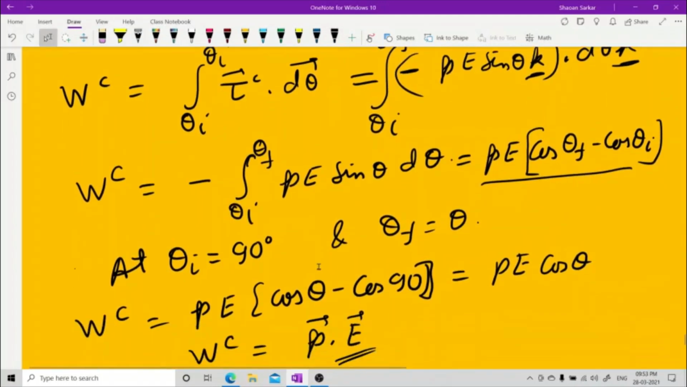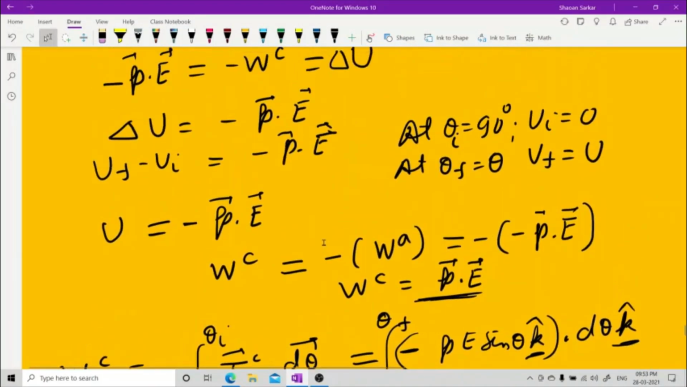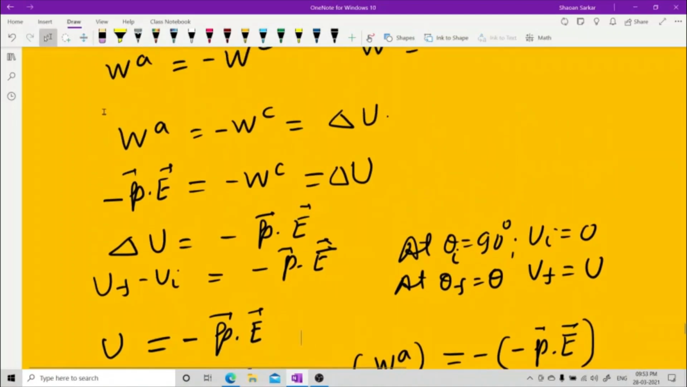Basically, this should always be the case. Work conservative, work applied and potential energy should all agree with this equation. This is a very, very important equation. Work applied minus work conservative is equal to delta U. This must agree at all times, whether it may be gravitational, electrical or whatever. This is a standard format. You cannot change this equation.